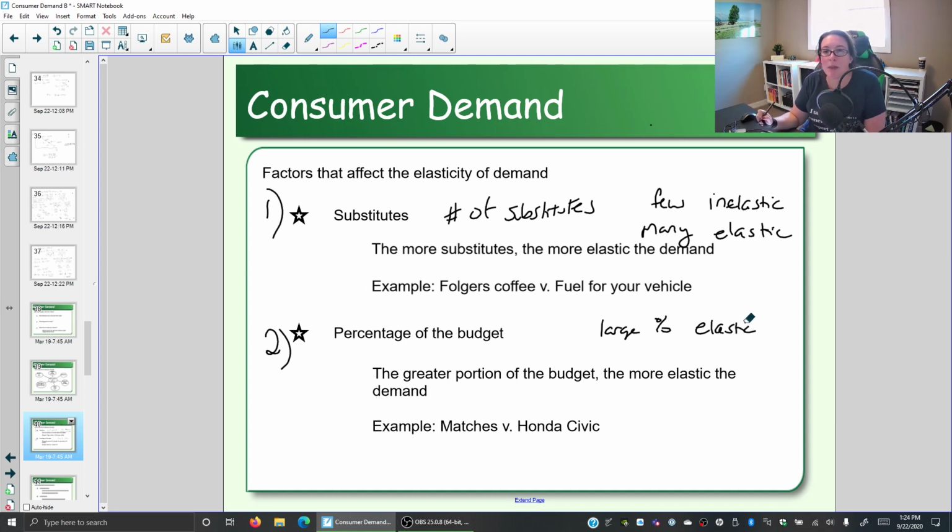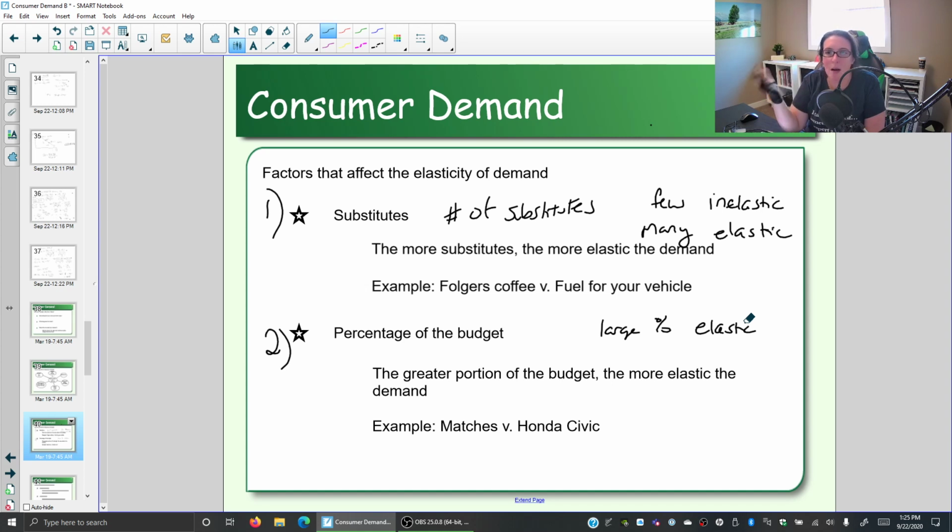Now, what about something that's a small percentage of your budget? So let's think about a pack of matches. And you're probably saying, no one buys packs of matches, right? You go to hotels and bars and you get them for free. Well, a pack of matches is a very small percentage of your budget, right? A pack of matches is less than 50 cents. So not a very big percentage.